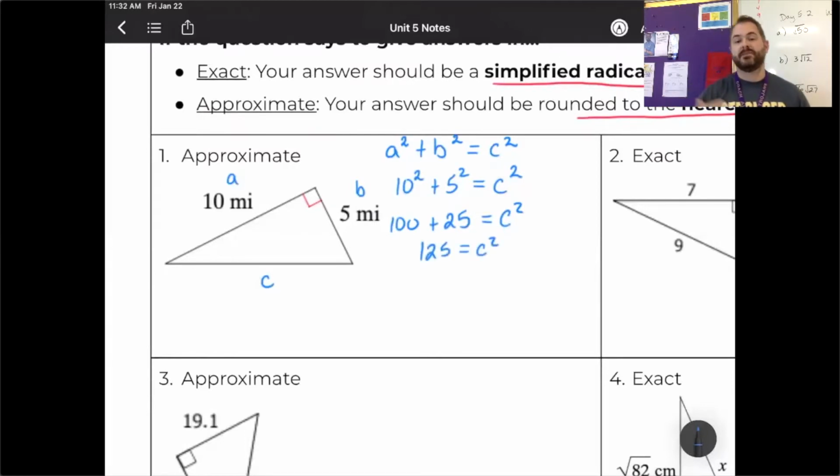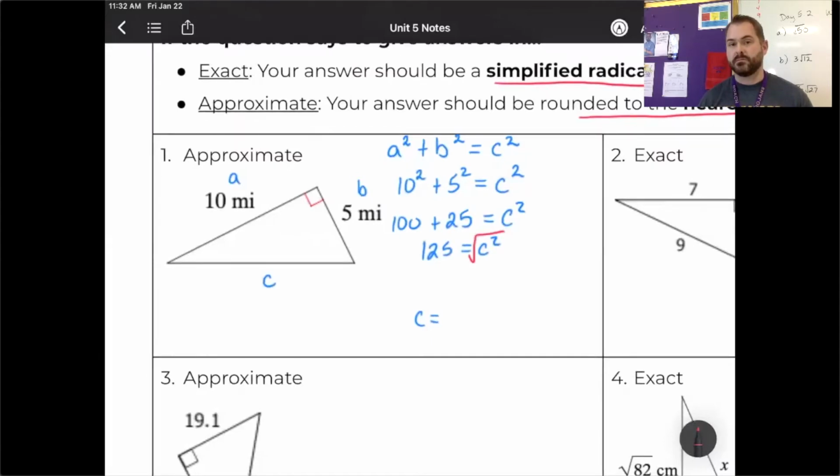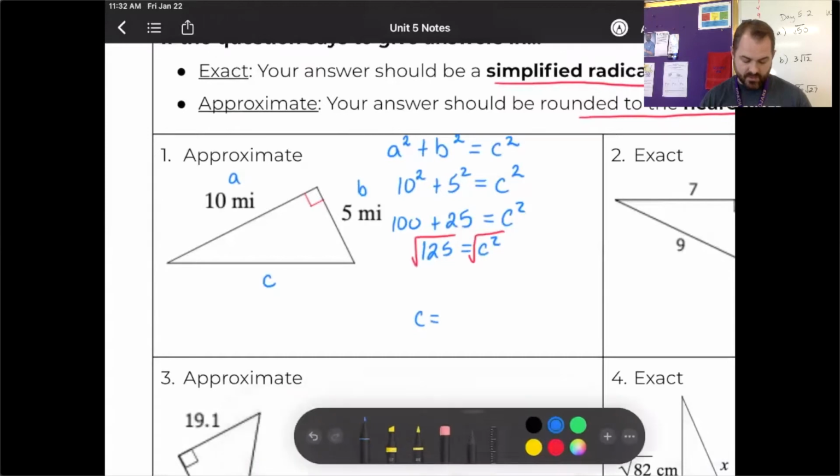Now, to find out what c is, to get c all by itself, what we need to do is take the square root of both sides of this equation. That's because to cancel out or undo c squared, we do the square root. A square cancels out a square root cancels out a square. So we take the square root of both sides. So we can say that c is the square root of 125.